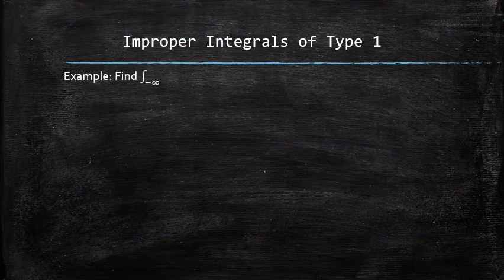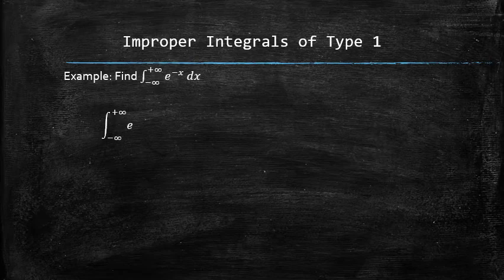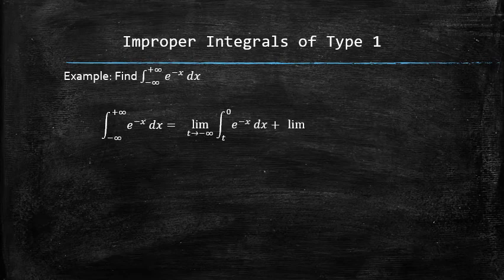Let's do another example. We are again going to use the subdivision property of definite integrals and split the original integral at 0 into a sum of two improper integrals, each of which we already know how to treat using limits. In each of the integrals, we replace the infinities with t or s and set up the limits with t approaching negative infinity and s approaching positive infinity.